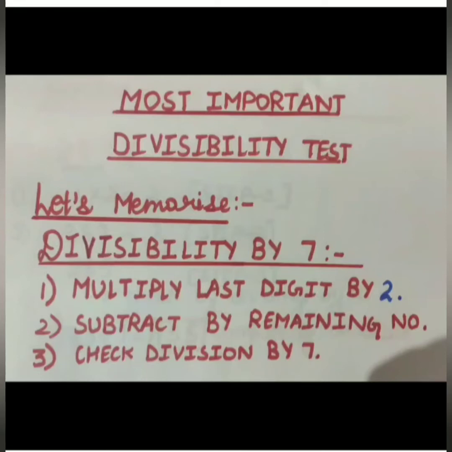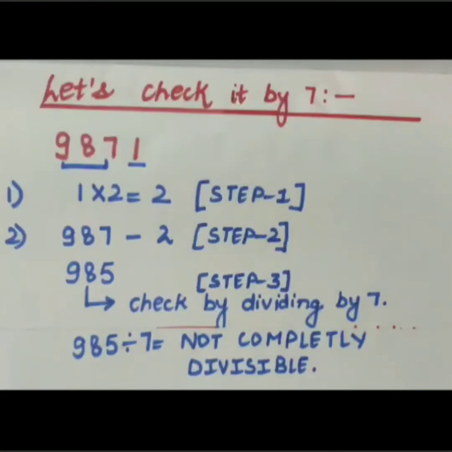I hope students will solve questions based on it. We have taken the digit 9871. So at the ones place, what is there? The last digit, that is 1. And what was the rule? What was our first step? We have to multiply it by 2. 1 into 2 will give you 2. That is step 1 done.